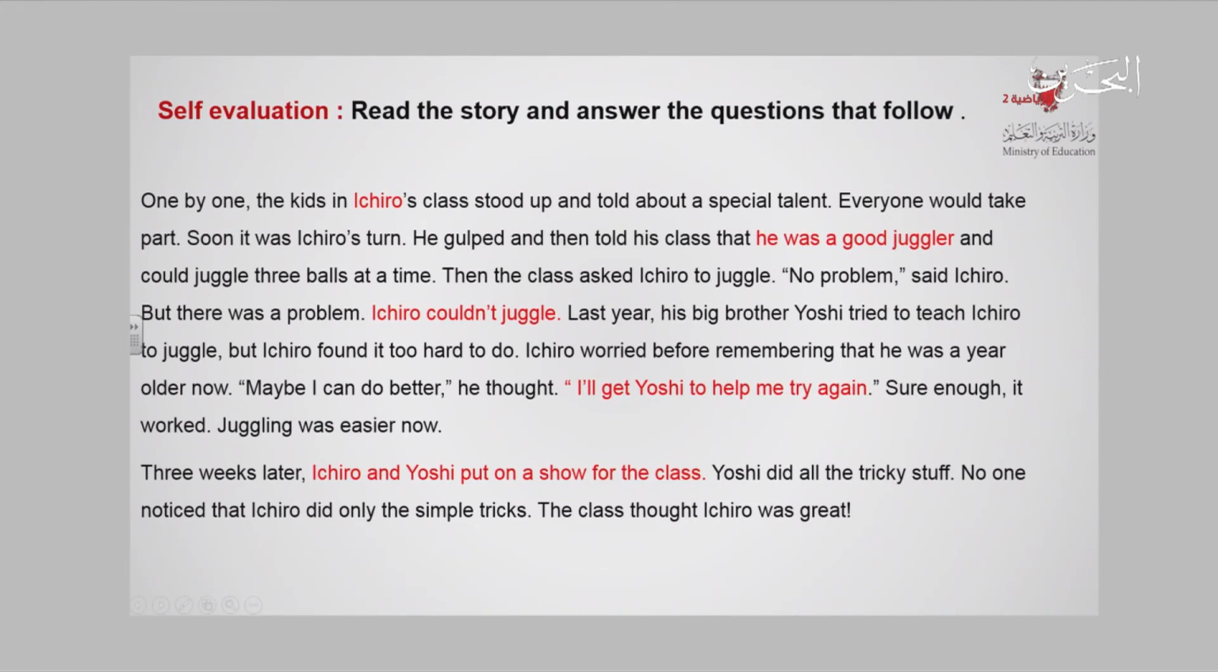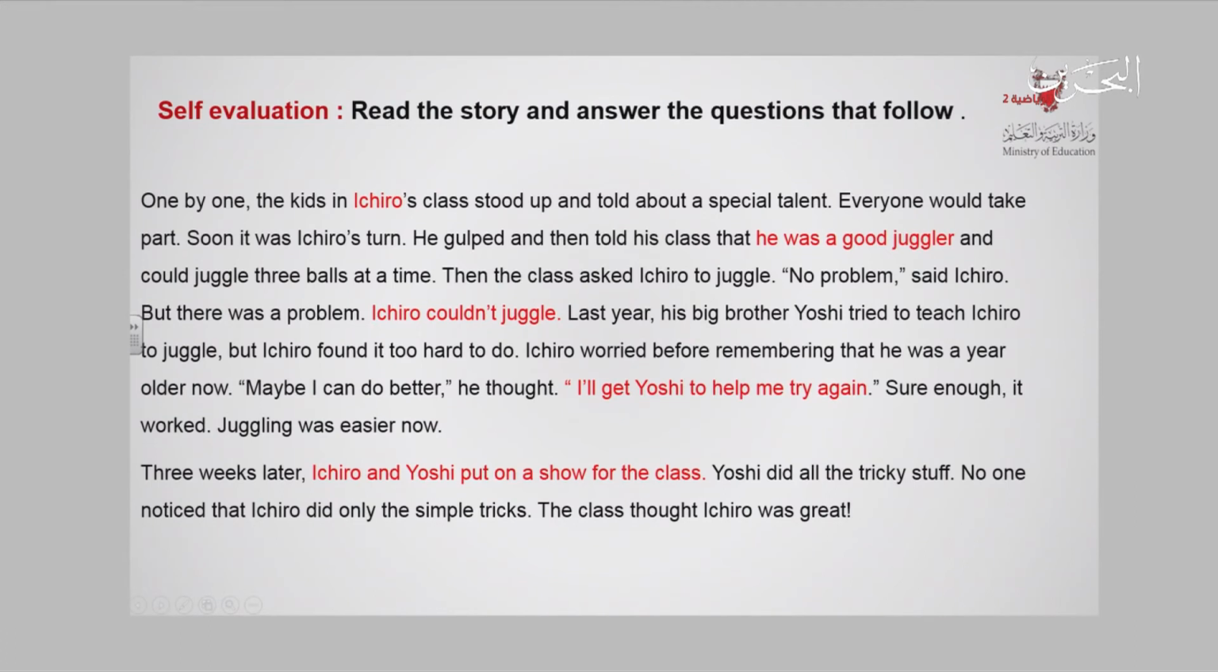One by one, the kids in Chorizo class stood up and told about a special talent. Everyone would take a turn. Soon it was Chorizo's turn. He gulped and then told his class that he was a good juggler and could juggle 3 balls at a time. Then the class asked Orcho to juggle. No problem, said Orcho, but there was a problem.